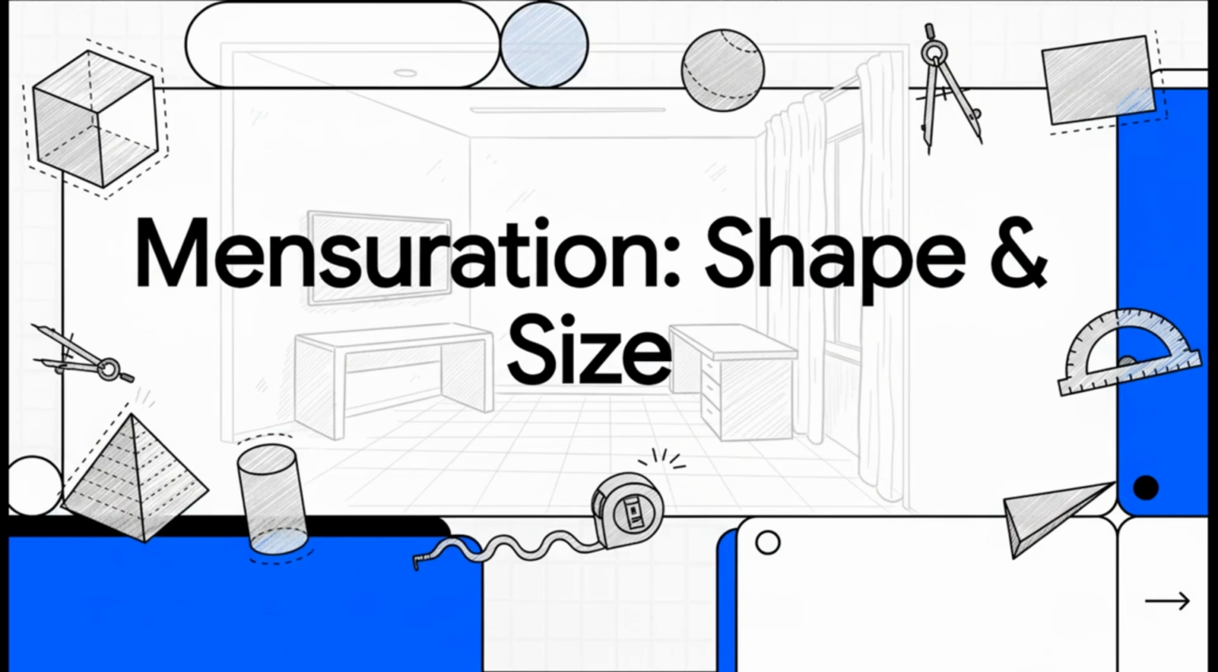Have you ever wondered how we actually put a number on the world around us? How we measure things? Well, that's exactly what mensuration is all about. It's the mathematics of measurement. It's kind of like the hidden language that describes everything, from the very screen you're looking at to the room you're in. So let's break down how it all works.